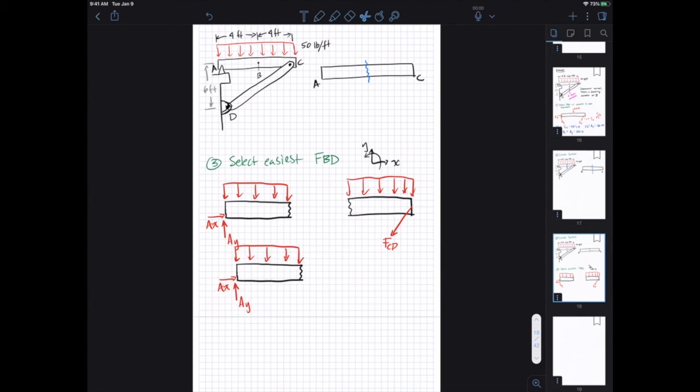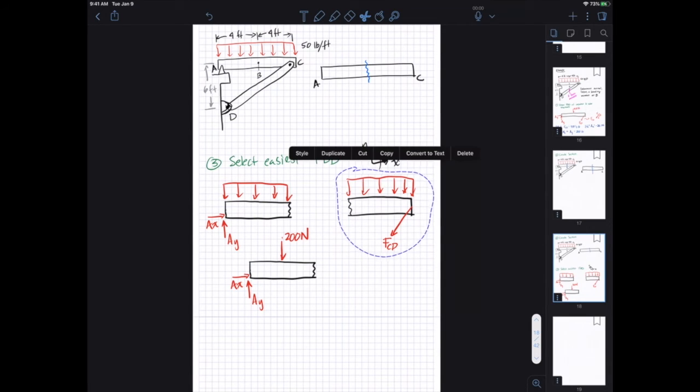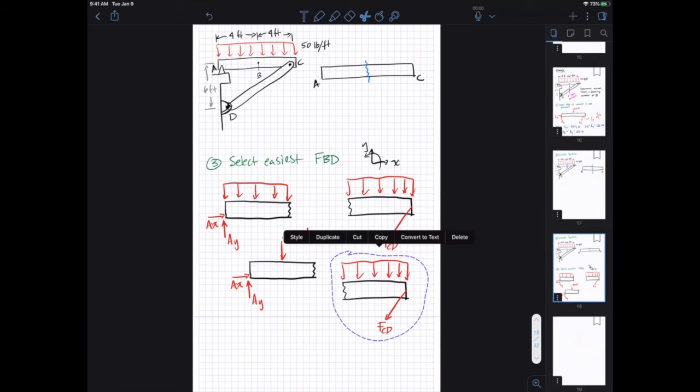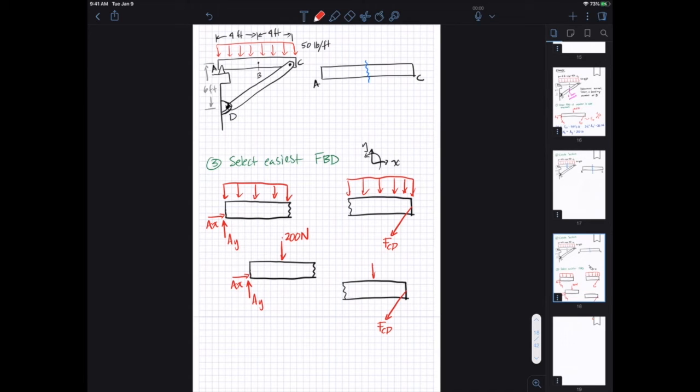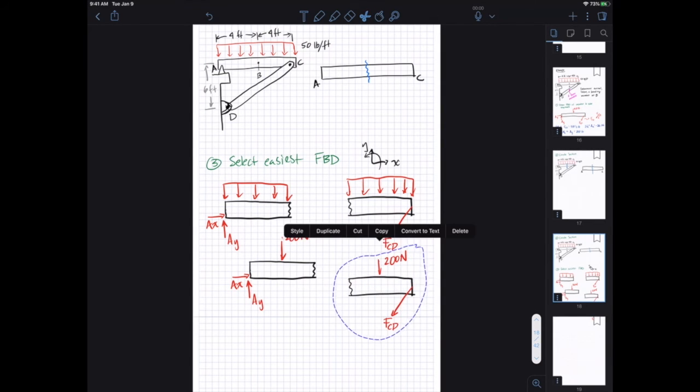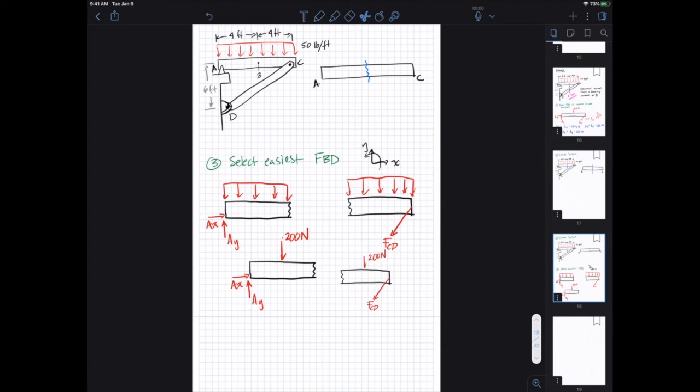Just make a copy here. It's the wonder of technology. And now I actually have 200 here. And then on the right-hand side, same thing. I can simplify this again and say now I just have 200 right here. And of course, on either side, I still have, just scooch that over a little, I have the internal forces to consider, right? So these are not complete yet.